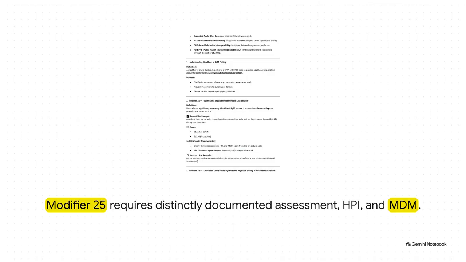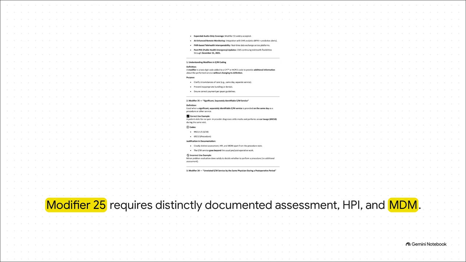As you can see here, justifying modifier 25 requires some seriously robust clinical documentation. Now, interestingly enough, CPT guidelines actually say you don't strictly need a different diagnosis code to use modifier 25, but your notes absolutely must clearly separate the E&M cognitive work, the assessment, the history of present illness, and the medical decision-making from the procedure itself.